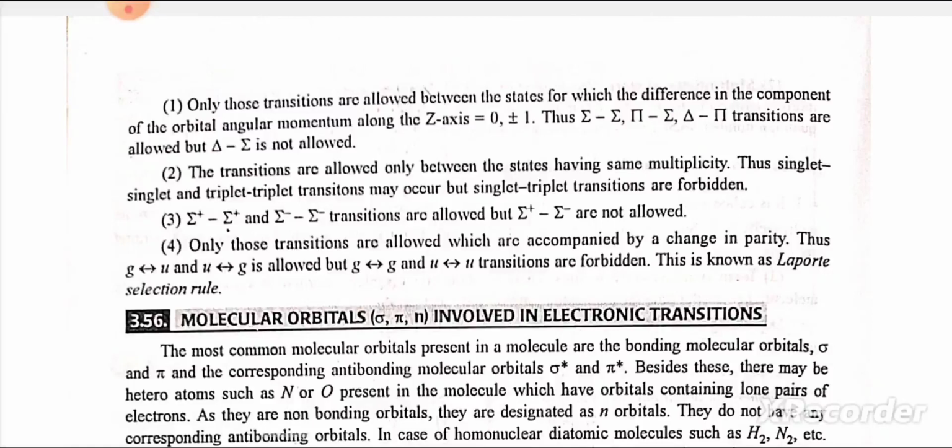Only those transitions are allowed which are accompanied by a change in parity. Thus, g–u and u–g are allowed, but g–g and u–u transitions are forbidden. This is known as the Laporte selection rule.